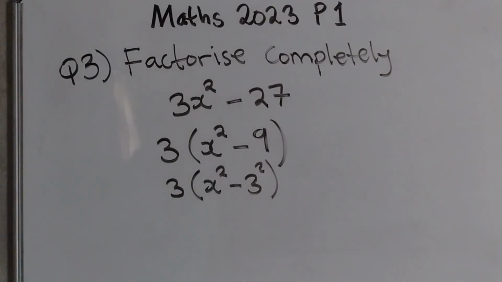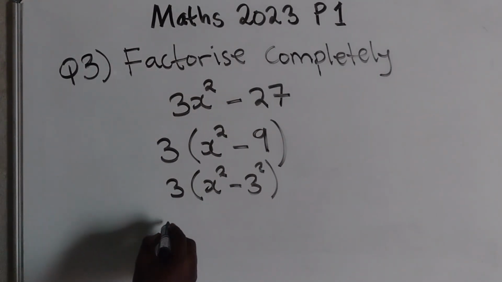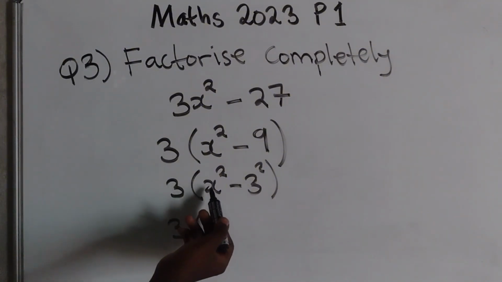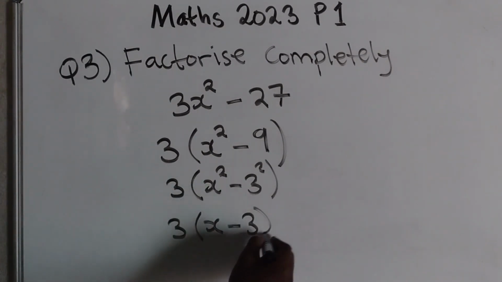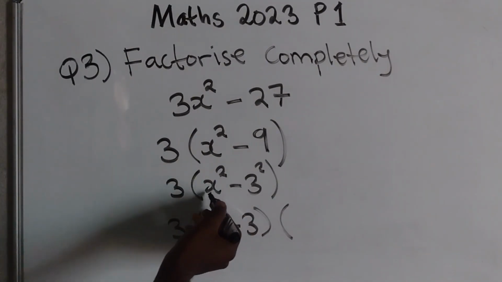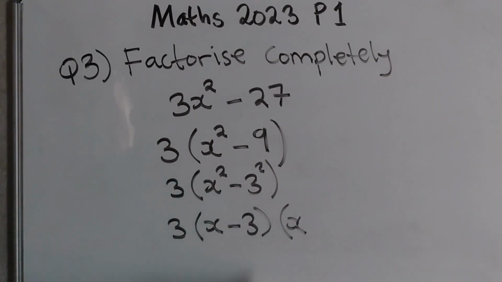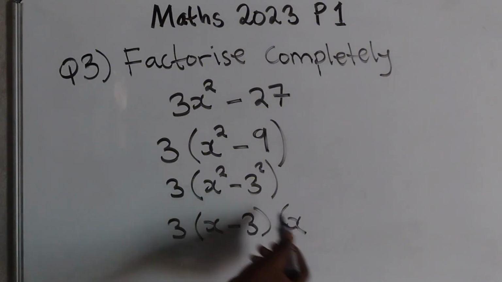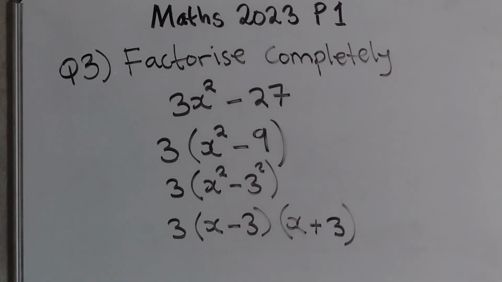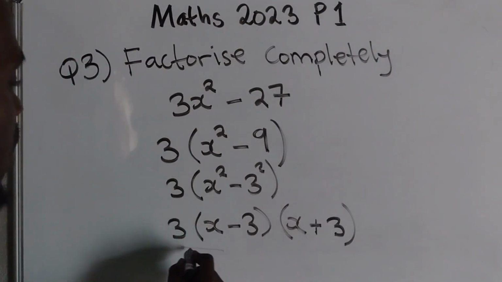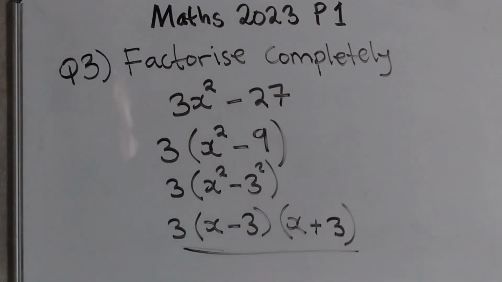The moment you observe this, you have a minus here and a square. This is a difference of 2 squares. So for the difference of 2 squares, what we are going to do is, let's get a 3, open bracket. Now, x squared means you've got 2 x's. Just write x minus 3. Then you also write x plus 3, like that. So we have answered that question. We have factorized completely, not so? This is how you can factorize completely. This is our answer.